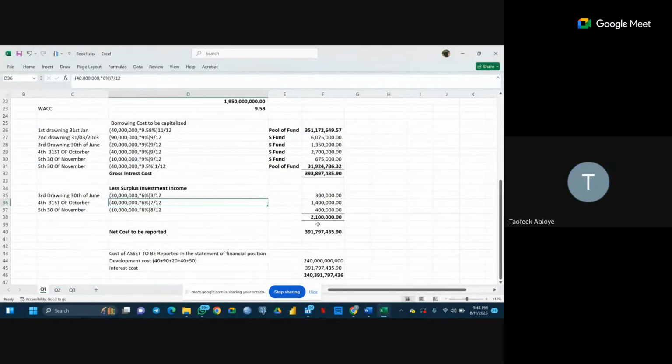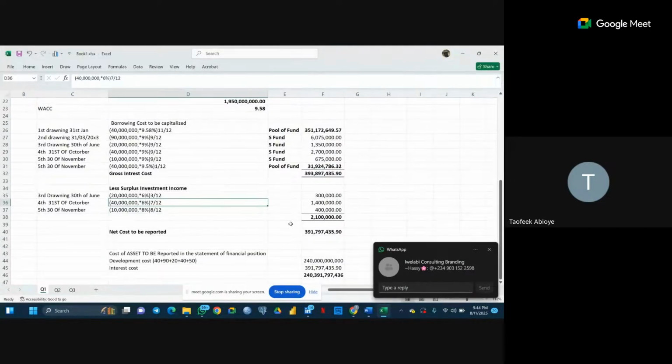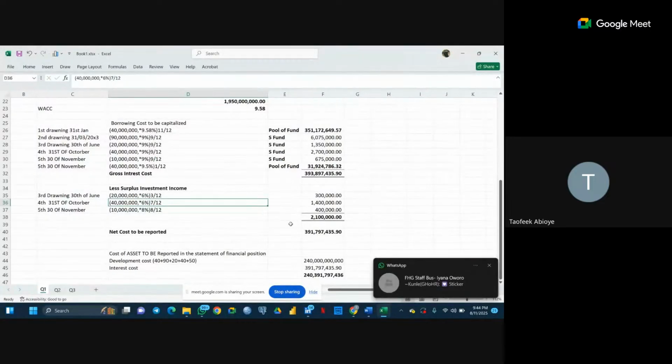So let's quickly look at this last question. This one is the past question, and it comprises some of the likely sources of borrowing to finance capital expenditure.